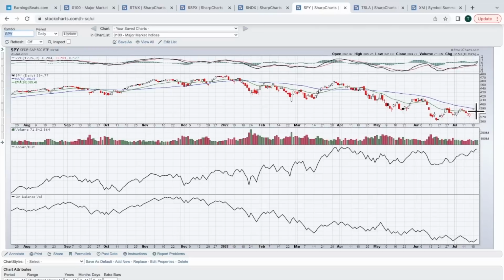Look at these two red hollow candles right here. Both of these days, the reason they're red hollow is that you finished above the open. They're bordered in red because you finished down for the day. Even though you rallied from the open, you still finished down for the day. That's the example I was giving you.